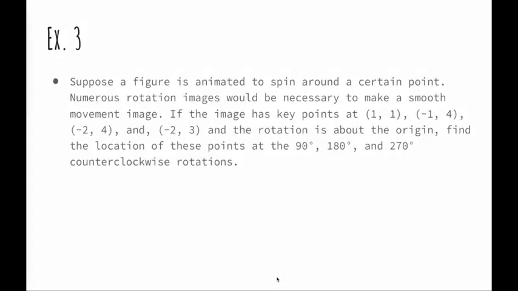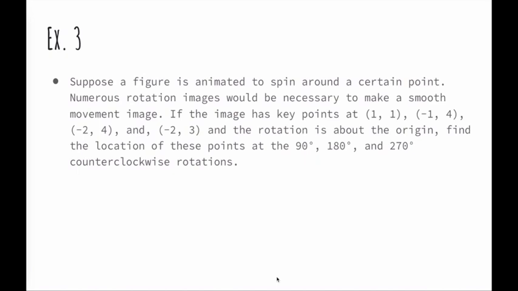Suppose the figure is animated to spin around a certain point. Numerous rotation images would be necessary to make a smooth movement image. If the image has key points at (1, 1), (-1, 4), (-2, 4), and (-2, 3), and the rotation is about the origin, find the location of these points at the 90, 180, and 270 degree counterclockwise rotations.